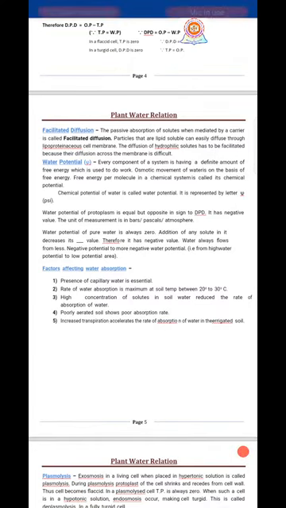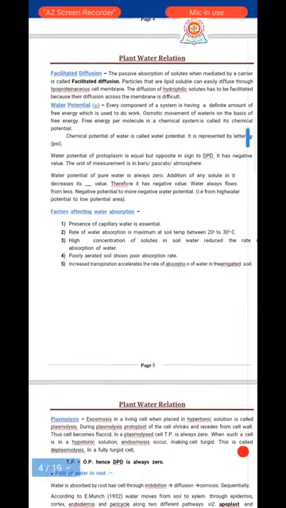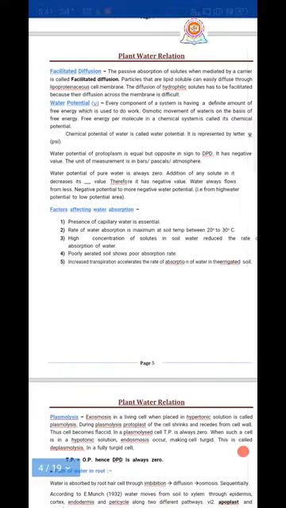High concentration of solutes in the soil water reduces the rate of absorption of water. Poorly aerated soil shows poor absorption rate. Increased transpiration accelerates the rate of absorption of water in irrigated soil. Those are some factors that affect the absorption process.